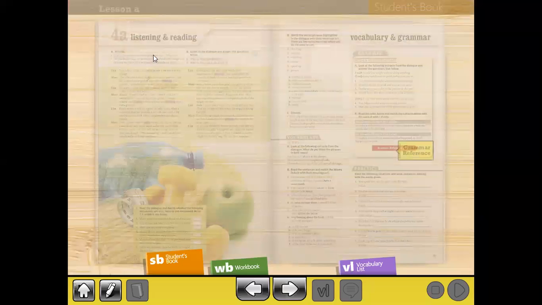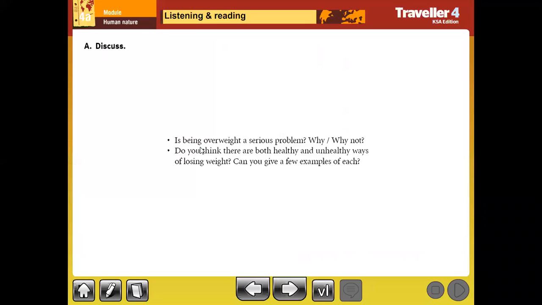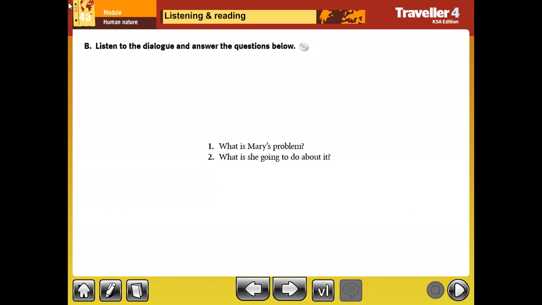Listening and reading. Is being overweight a serious problem? Why not? Do you think there are both healthy and unhealthy ways to lose weight? Can you give a few examples of each? Overweight. What is overweight? Extra weight or excessive weight. So when we talk about overweight, it's extra weight. Does extra weight or overweight represent a problem? Let's try to see. We have a dialogue and we will try to discuss Mary's problem. What is Mary's problem? What is she going to do about it?